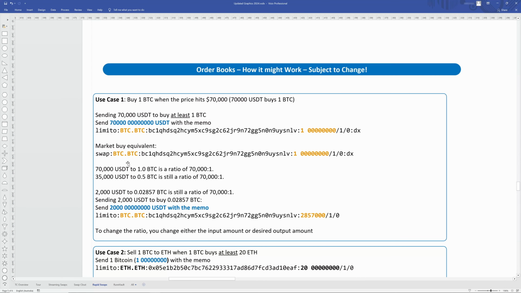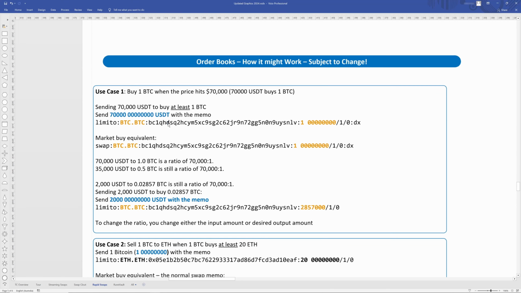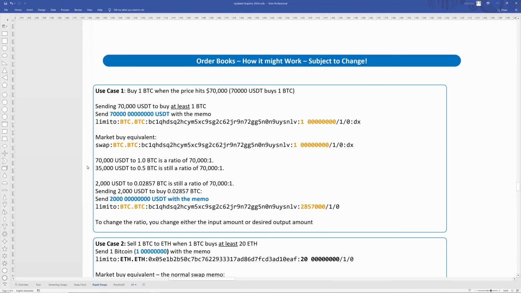To expand upon this, you don't need to send a whole Bitcoin in because not many people are going to do that. You can, if you were to send in 35,000 and then ask for half a Bitcoin, it's the same ratio. If you send in 2,000 worth of USDT and you request this amount of Bitcoin, it's still the same ratio. And you would do that by sending this amount of USDT, noting that this is all 1E8. So it's essentially the amount with 8 zeros at the end.